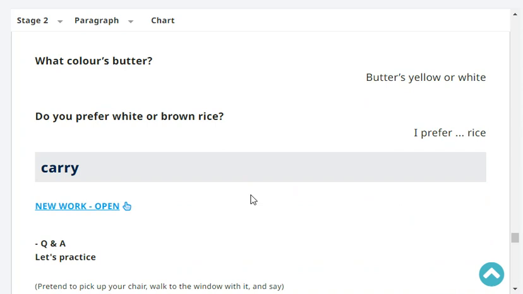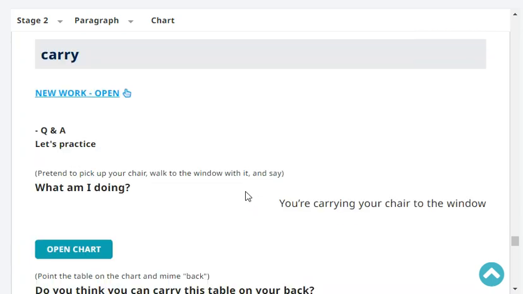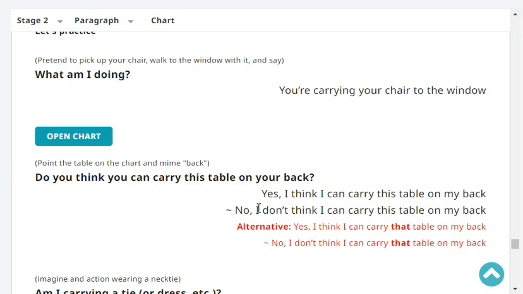Do you prefer white or brown rice? I prefer white rice to brown rice. Very good. Okay. Next. Do you think you can carry this table on your back? Yes or no? No, I don't think I can carry the table on my back.